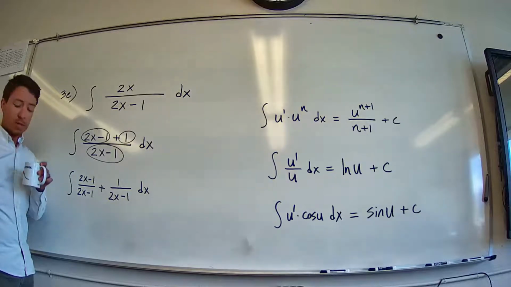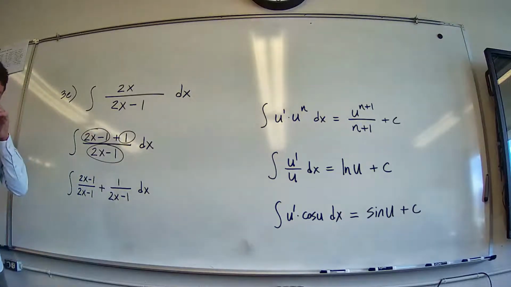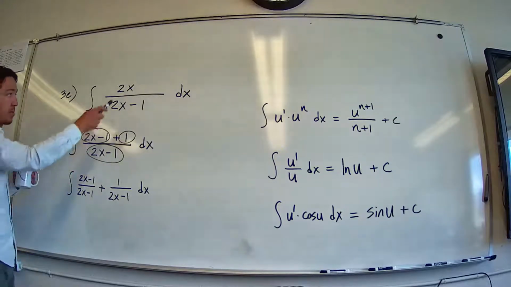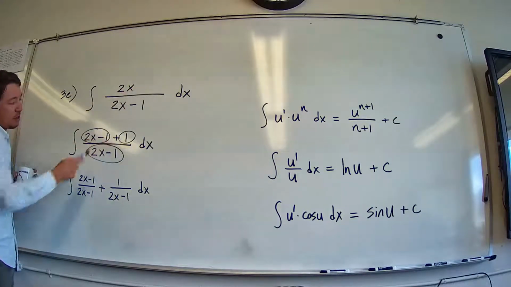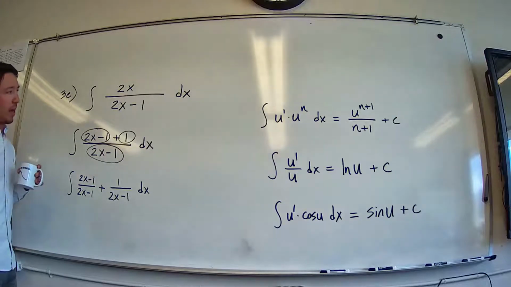Does that make sense? Yeah. Could you go over how you got from the top one to the circled one? Yes. I subtracted 1 and I added 1. So why is that okay?